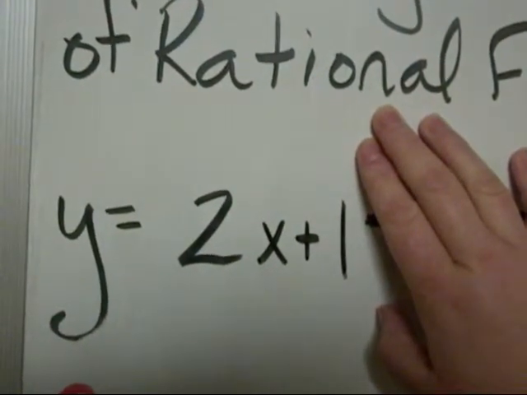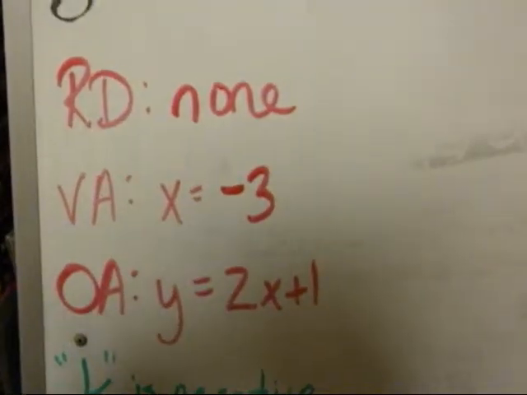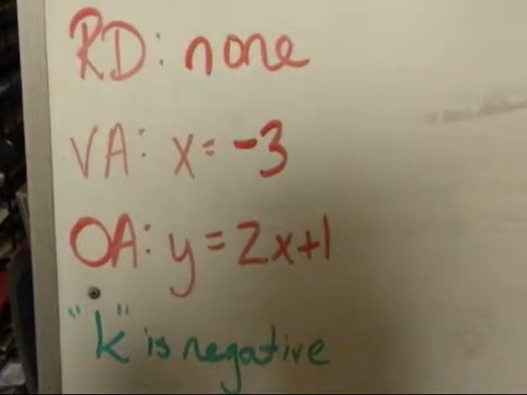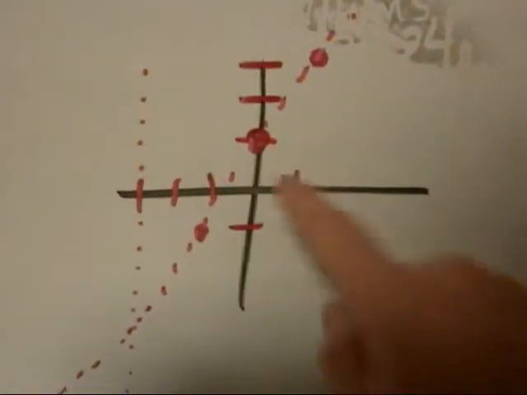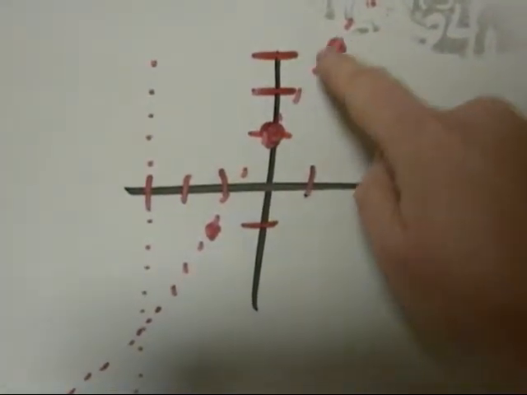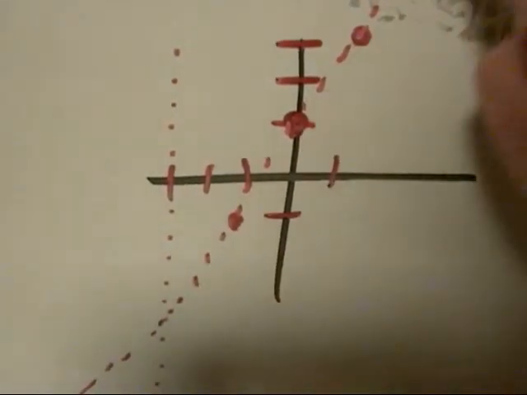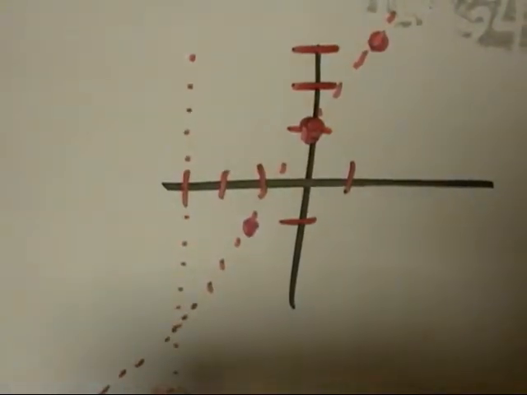Again, you should be recognizing y equals mx plus b. So, no removable discontinuity, the vertical asymptote at x equals -3, an oblique asymptote at y equals 2x plus 1, and my k value is negative. Start with coordinate axes. Sketch in your asymptotes. 2x plus 1, go up 1, then up 2 over 1. To get a third point, I went down 2 and back 1. It keeps my positive slope. Draw it again as a dotted line. x equals -3, back up 3, draw in the dotted line.